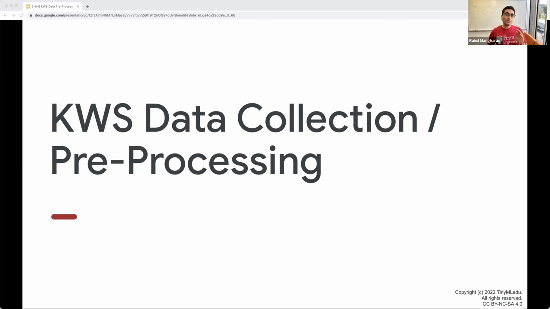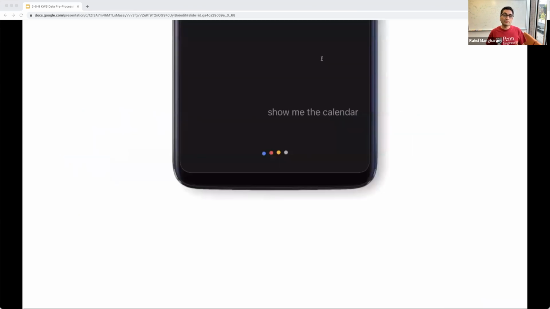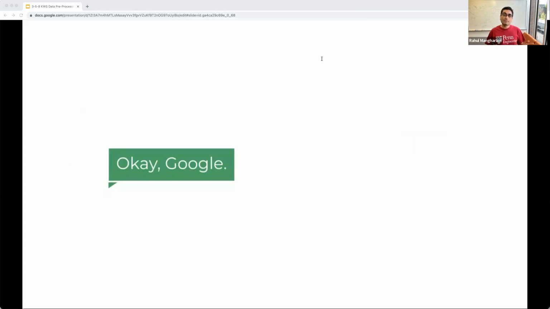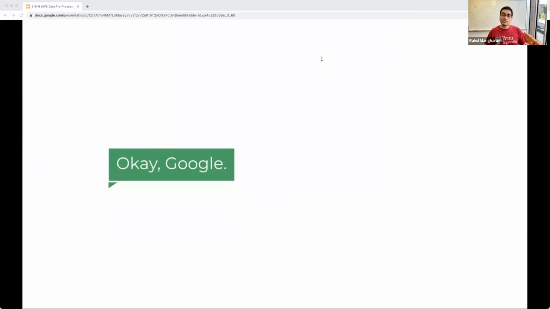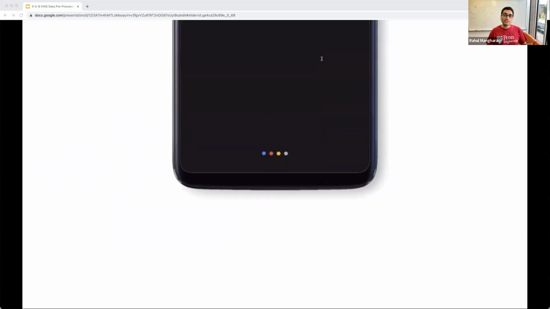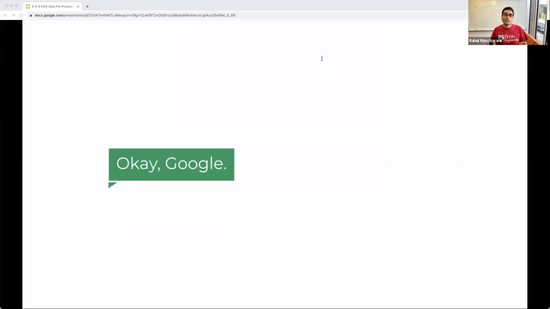In this lesson, we're going to focus on keyword spotting data pre-processing, which is part of the data collection pipeline, but it's also useful when we are actually training models. So think of what happens, for instance, when you say, "Okay, Google." The first thing that happens is that you have your microphone, which is a sensor, which is picking up the audio signal, which is actually an analog signal, and converting that to the digital signal that can then actually be processed effectively for your neural network.